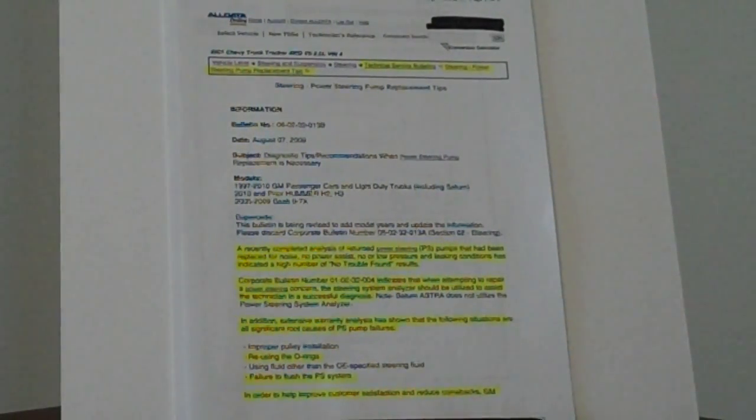The first TSB, the power steering pump replacement tips, suggests the use of a power steering analyzer to detect different concerns with the system, including leaks, which has indicated a high number of no trouble found results. Also, the power steering system analyzer should be utilized to assist the technician in a successful diagnosis. The TSB also suggests other recommendations to help improve customer satisfaction and to reduce comebacks, such as bleeding the system. And finally, skipping steps may cost you time and trouble later.